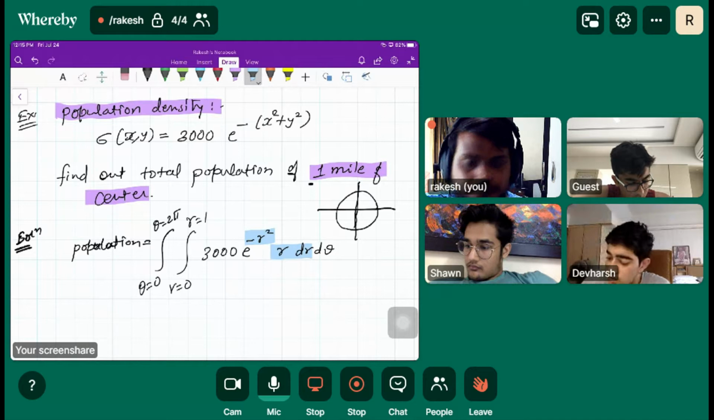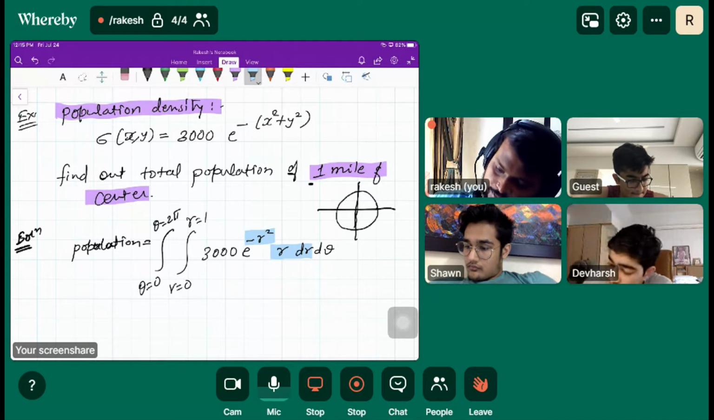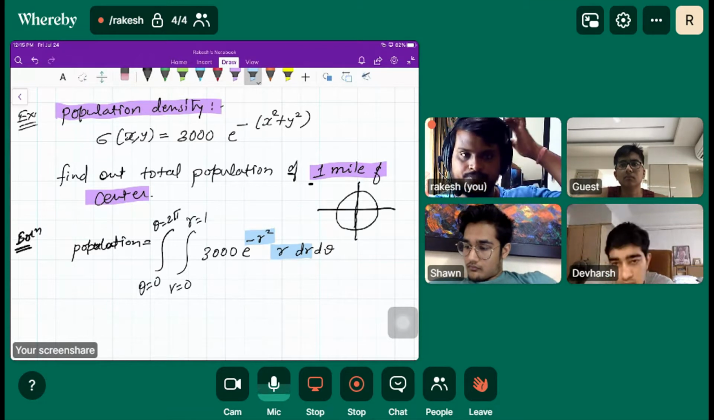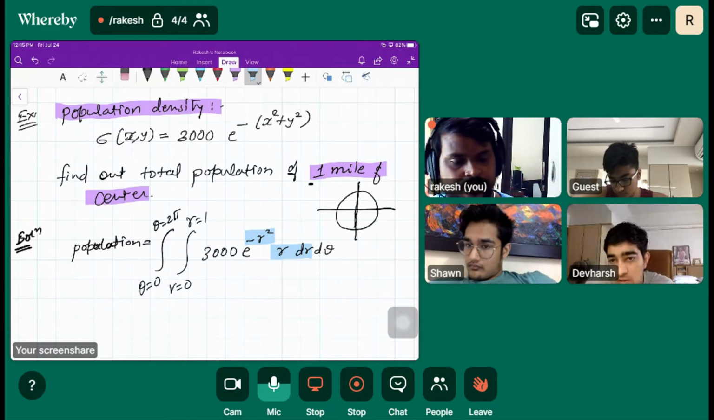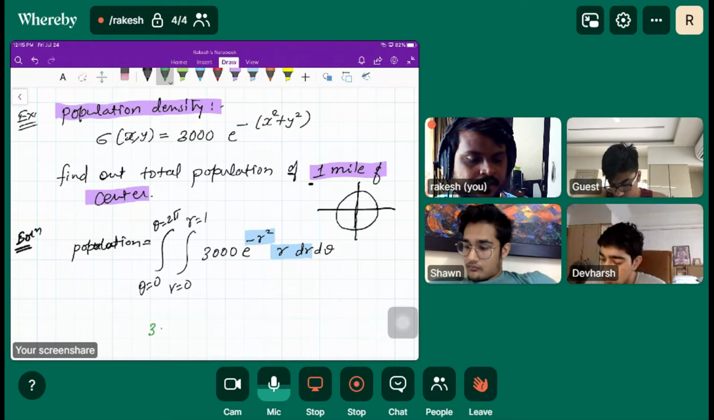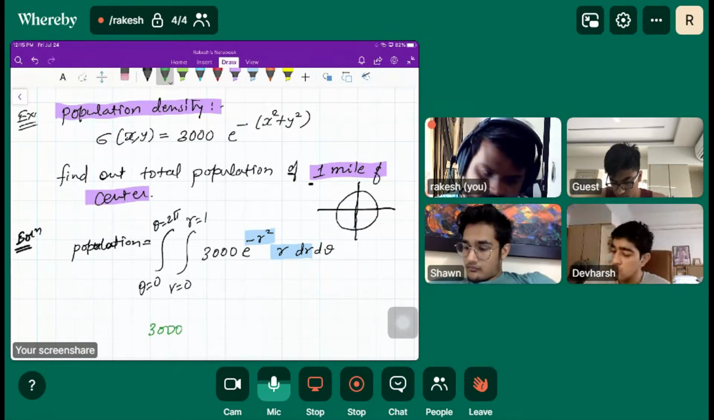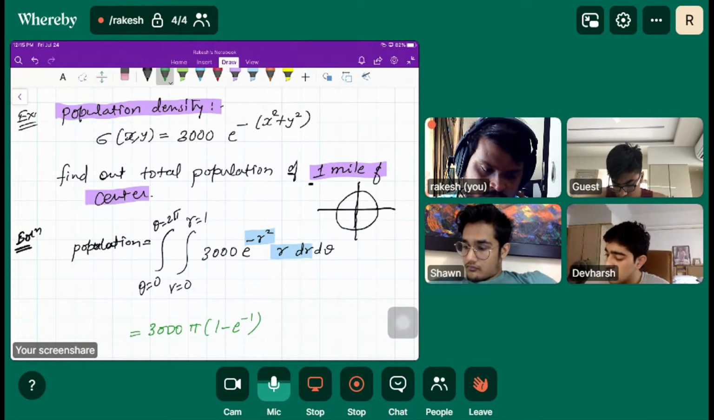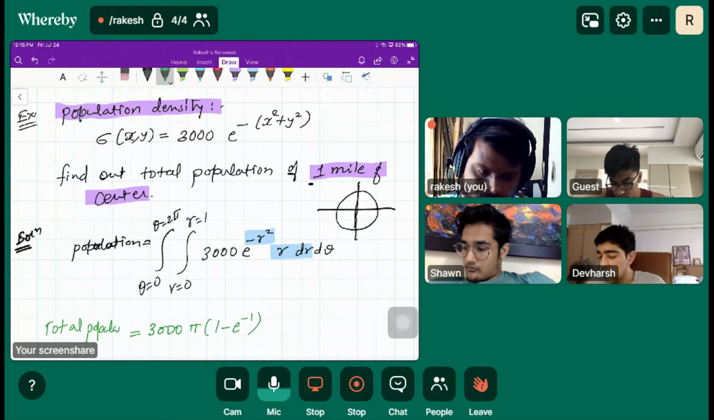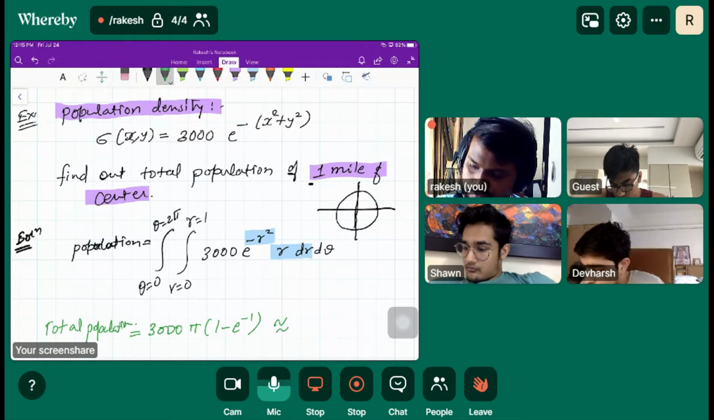Okay, so I got an answer. 300 pi by e? See, the answer is actually not 300, it is 3000 pi times (1 minus e raised to minus 1). This is the total population, and it is approximately equal to 5958. Please check your answer.